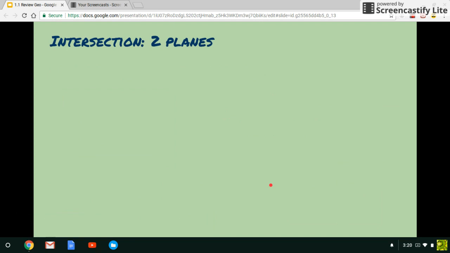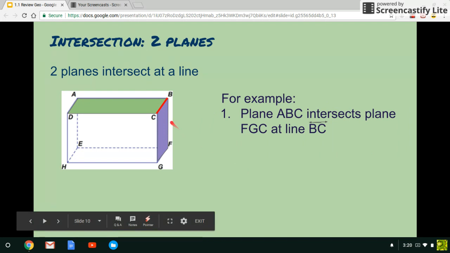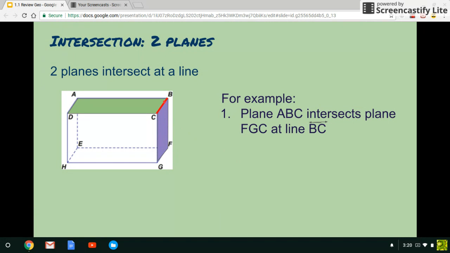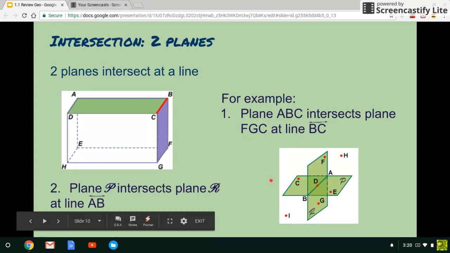Okay, so the last kind of intersection we're going to talk about is the intersection of two planes. And two planes will always intersect at a line. So for example, plane ABC, that top face, intersects with plane FGC, that side face, at line BC. So that's the edge that they have in common. We can also look at planes like this, and we can see that plane P intersects with plane R at line AB.